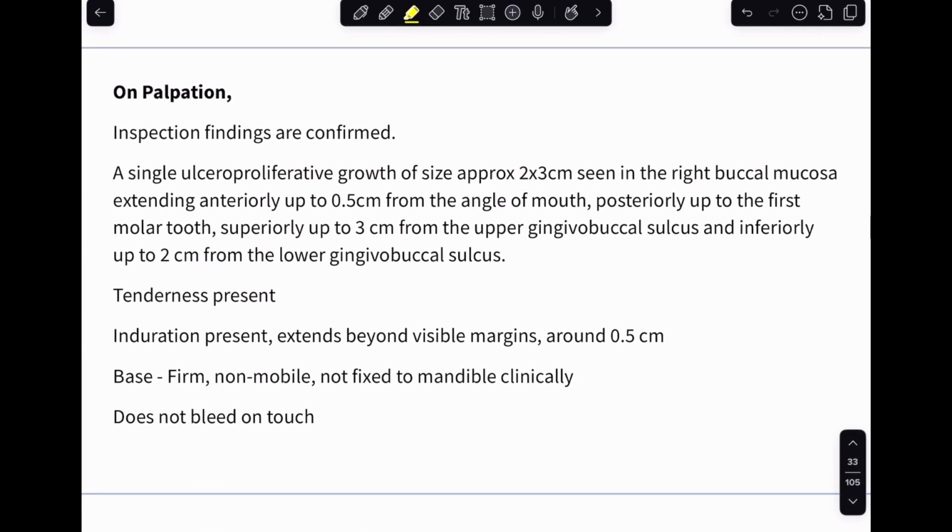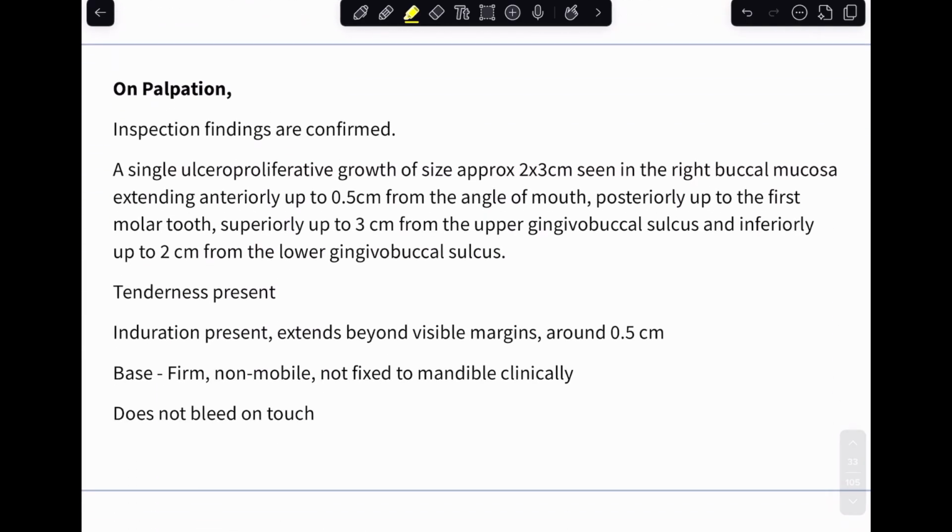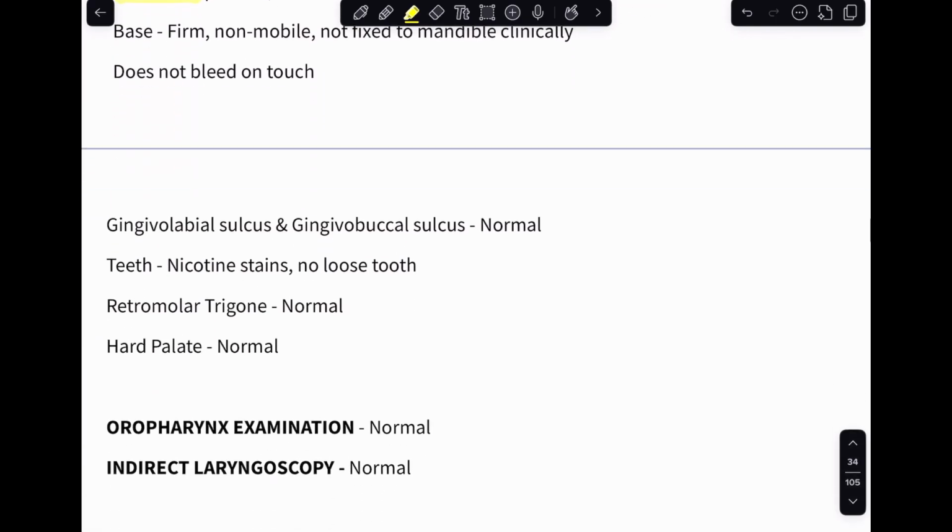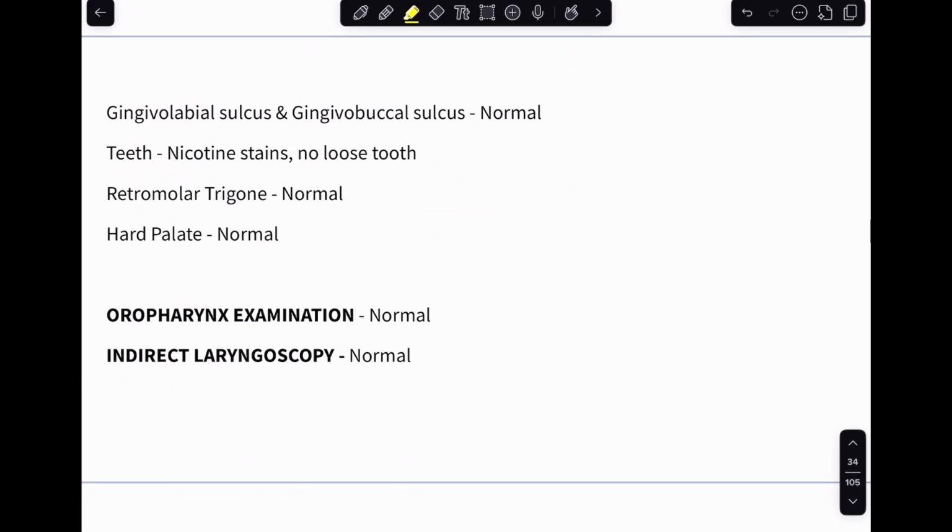On palpation, the inspectory findings are confirmed, so the same extent has been described. Then we see that tenderness is present, induration is present, which extends beyond the visible margins around 0.5 centimeter. Base is firm, non-mobile, not fixed to the mandible clinically, and it does not bleed on touch. The rest of the areas in the gingivolabial sulcus and the gingivobuccal sulcus are normal. Teeth have nicotine stains, but there is no loose tooth. Retromolar trigone and hard palate are normal.